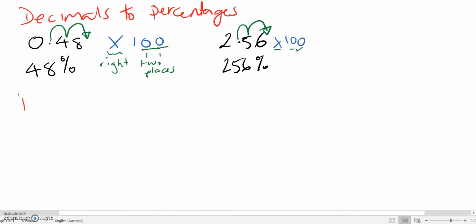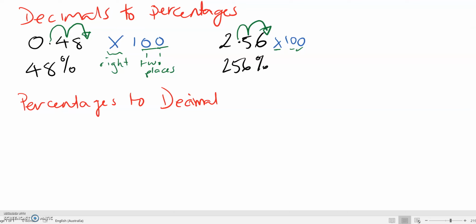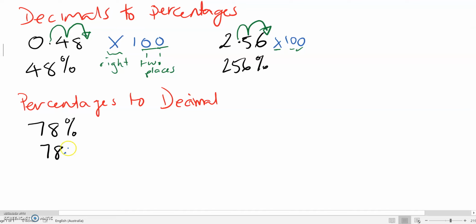Alternatively, if we're looking at having percentages going back to a decimal, we actually do the exact opposite process of that. So I'm going to pick a couple of percentages. Let's say we have 78%. We basically just treat the 78% as its whole number, 78. There it is. And the decimal point for that would actually be at the end of the 8. So it could be actually 78.0.